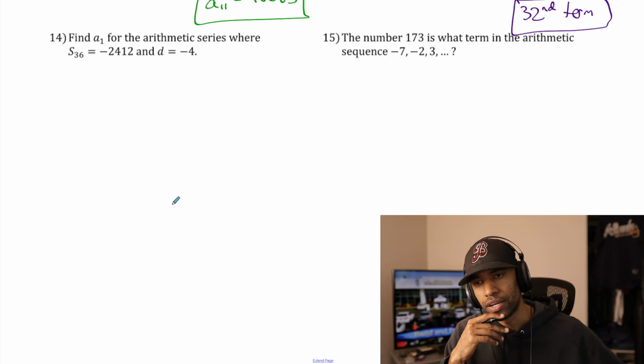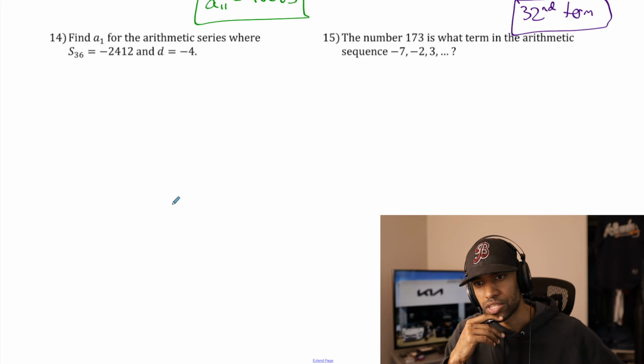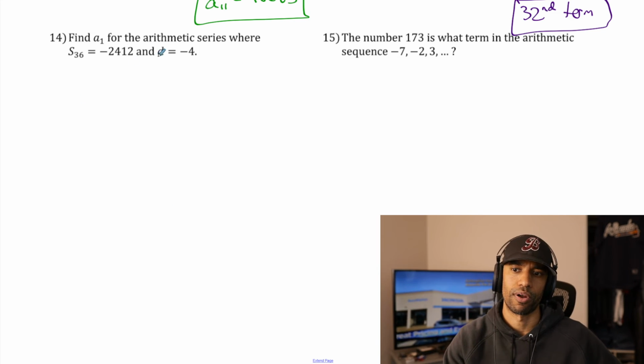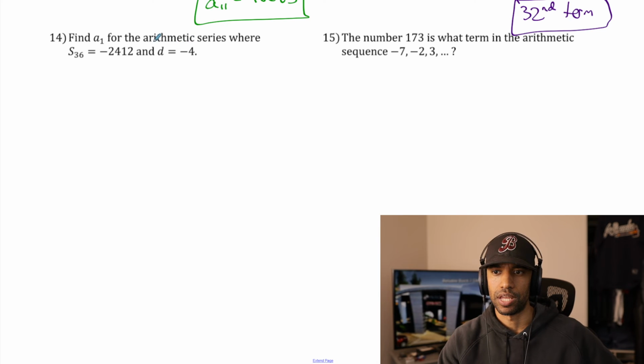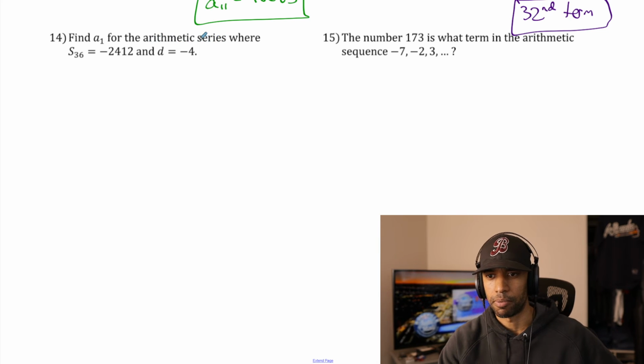Find a sub 1 for the arithmetic series where s sub 36 equals -2412 and d equals -4. So if I said sequence, I apologize. I mean series.